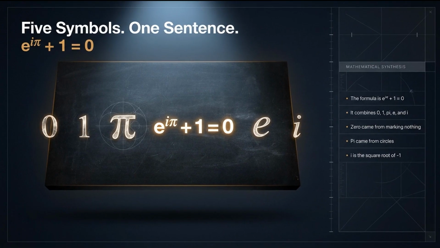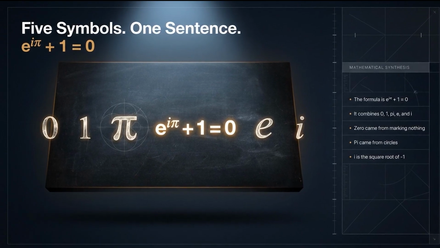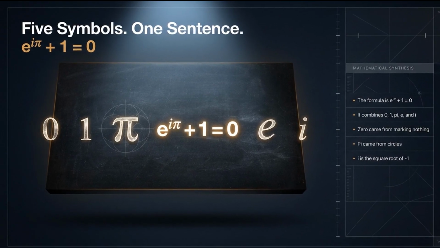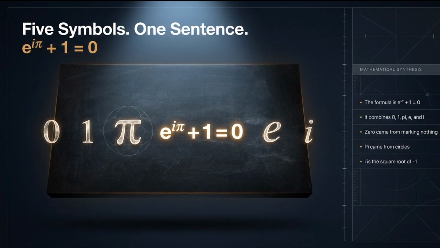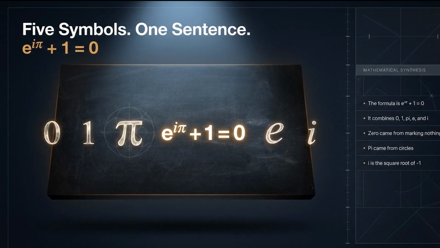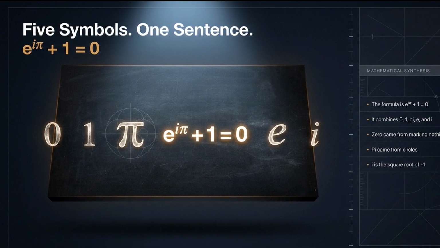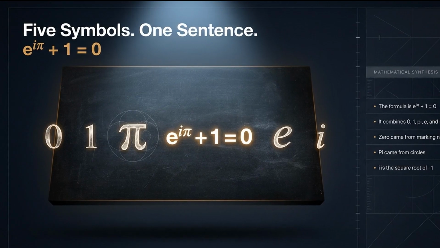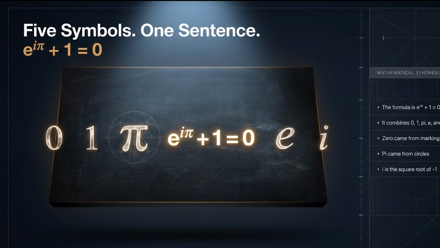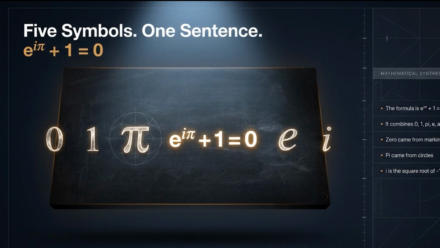5 of the most important symbols in mathematics came from 5 different worlds. 0 came from the need to mark nothing. 1 came from counting. Pi came from circles. E came from growth. I came from the uneasy act of taking the square root of a negative number. For centuries, these were not neighbors. They were not even from the same neighborhood.